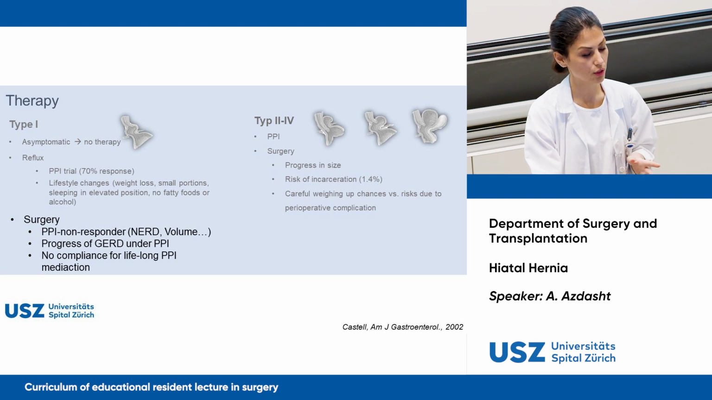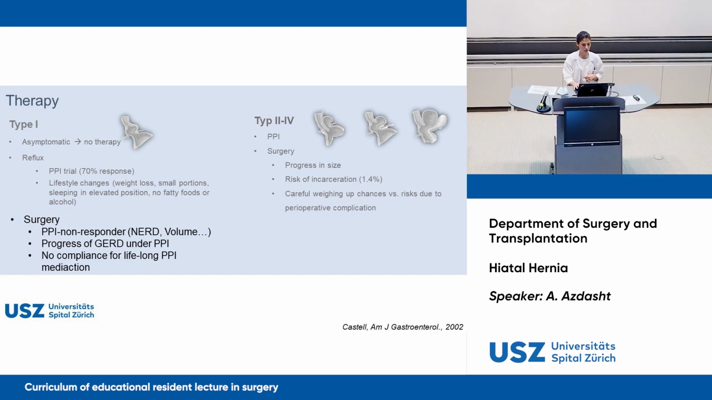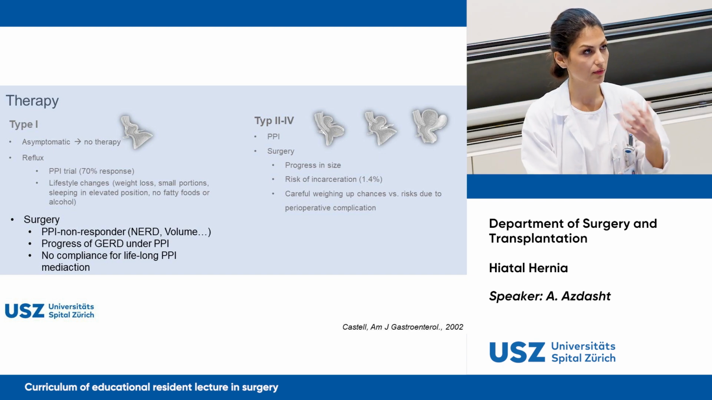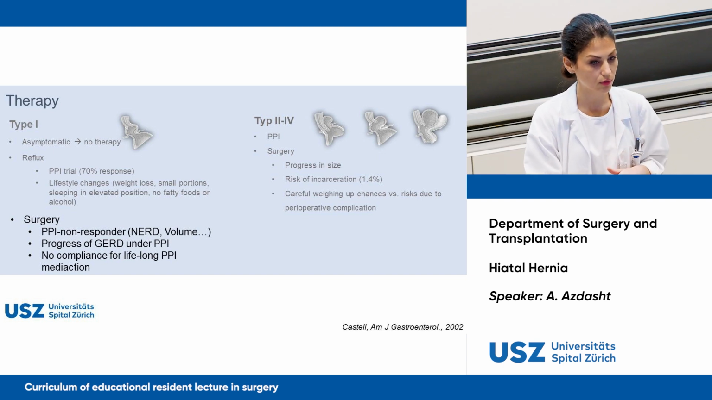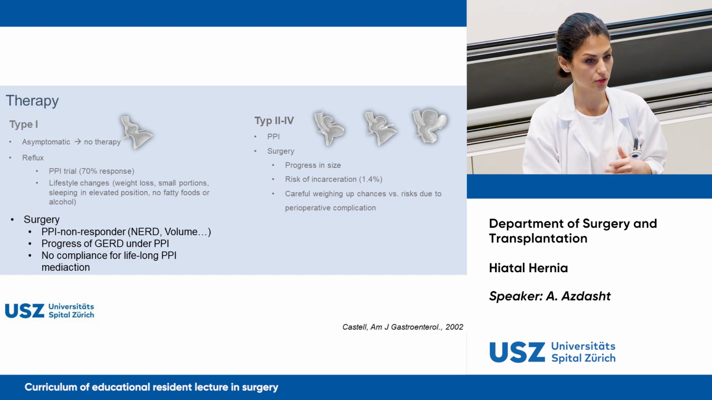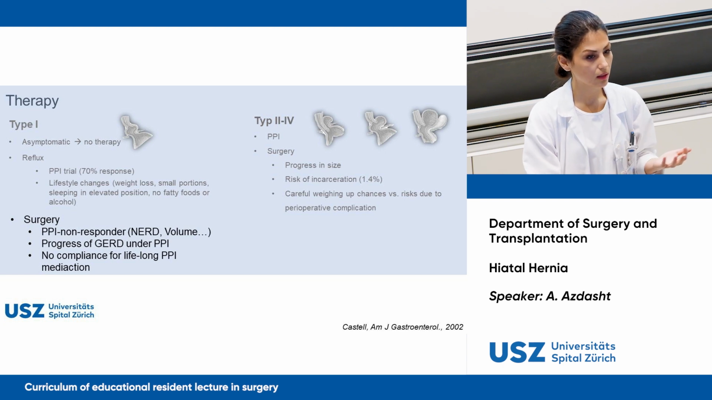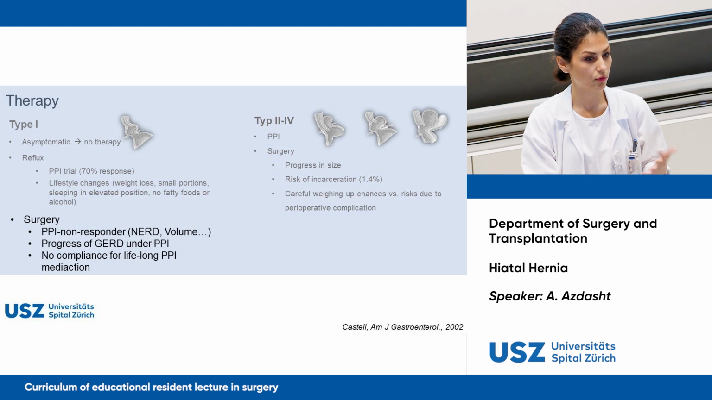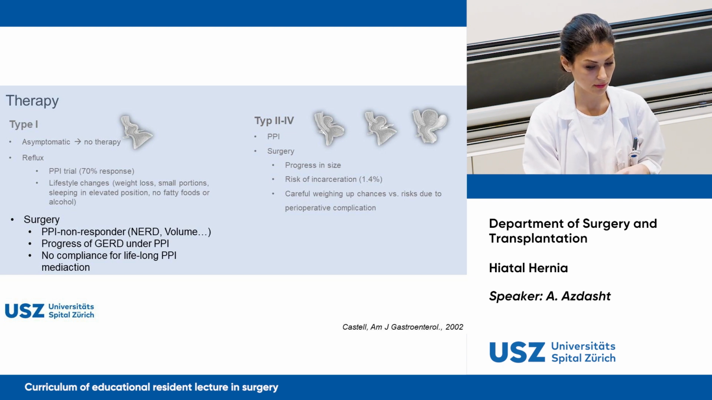So when do we do surgery for symptomatic type 1 patients? It is actually when you have a PPI non-responder, for example, in a non-erosive reflux disease, or if the patient suffers from volume reflux, or if the patient actually had an improvement but now has a progress of his gastroesophageal reflux under PPI, or if the patient is young and is not compliant for a lifelong PPI medication.